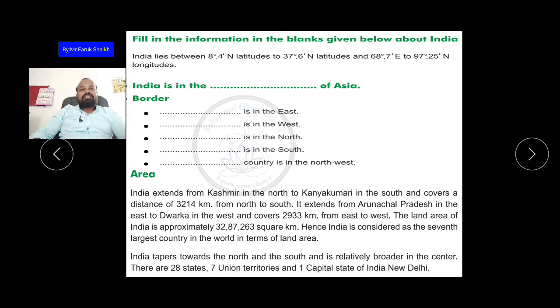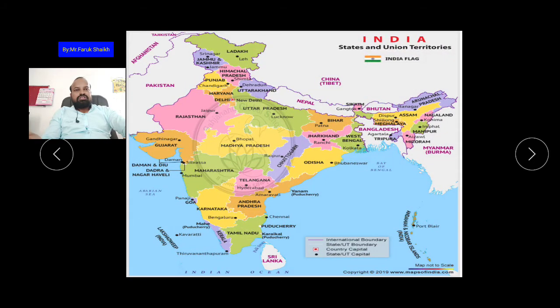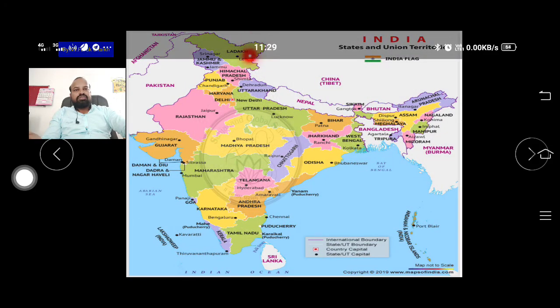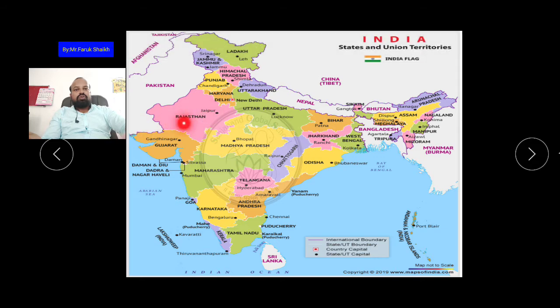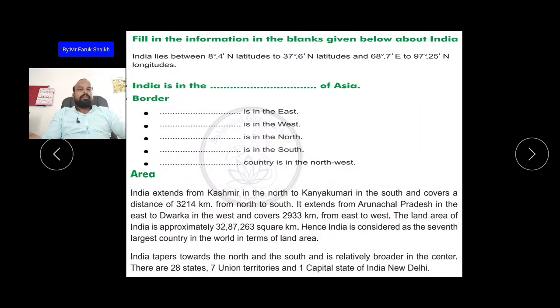And this country is in the northwest, north and the west. So north और west दोनों के बीच में कौन सी country आती है? Here you can see. Okay, this upside is the north and this is the west. So अब north और west इन दोनों के बीच में which country is located? So you can see it is Pakistan. Got it? So in the northwest it is Pakistan. Okay, so the information about India is completed.